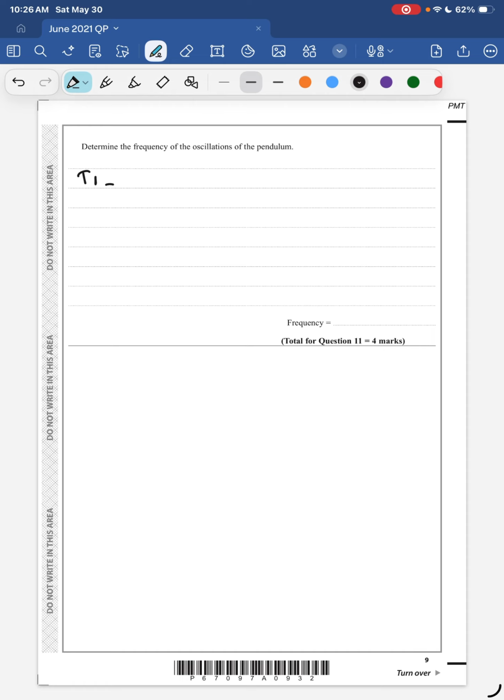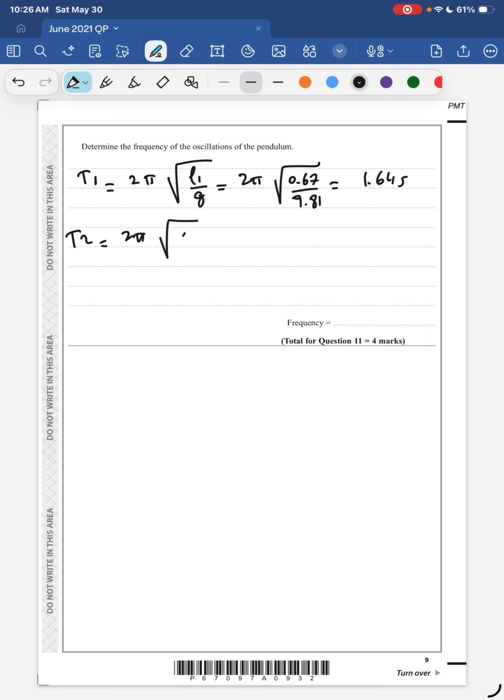So the first period, T1, for the longer string is 2 pi, the square root of L1 over g. So 2 pi times the square root of 0.67 over 9.81, which is 1.64 seconds. And then the second period is 2 pi, and then the square root of L2 over g. So 2 pi, and then the square root of (0.67 minus 0.24) over 9.81, which yields 1.32 seconds.